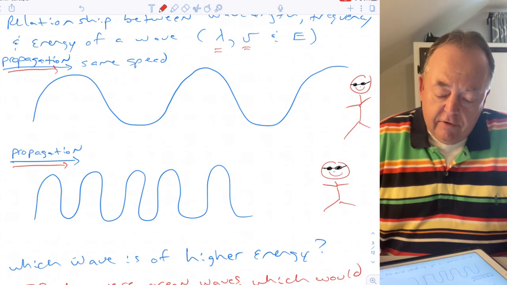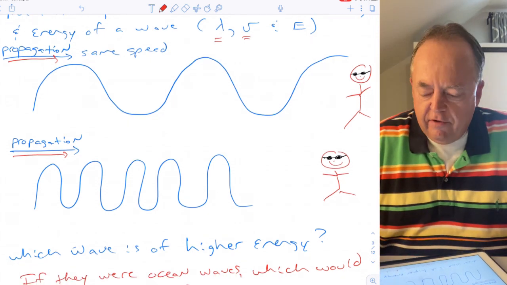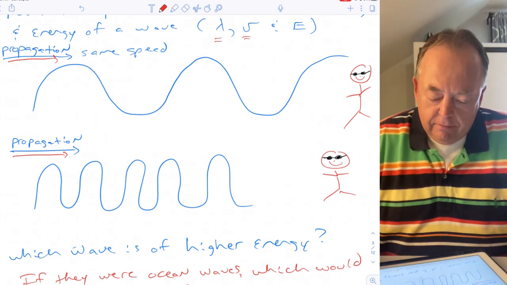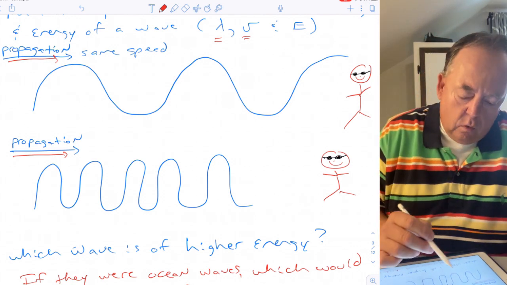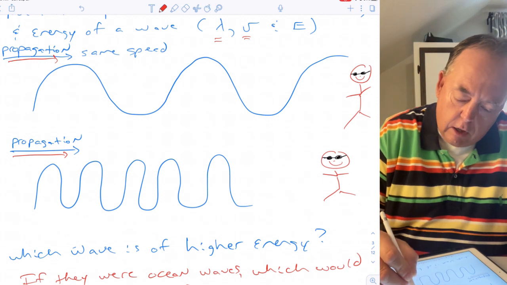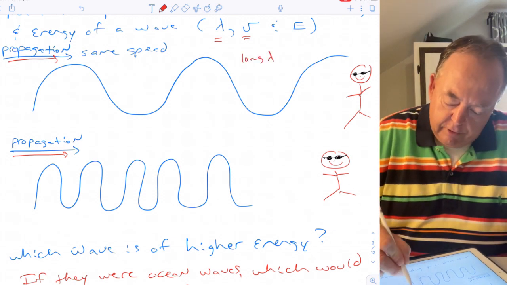If it's not obvious to you, then I like to use an analogy. Let's say that this is an ocean wave and you're at the beach where the waves are breaking. So you have some waves coming in. Which would be higher, longer wavelength or shorter wavelength? So this would be long wavelength, and this would be short wavelength.